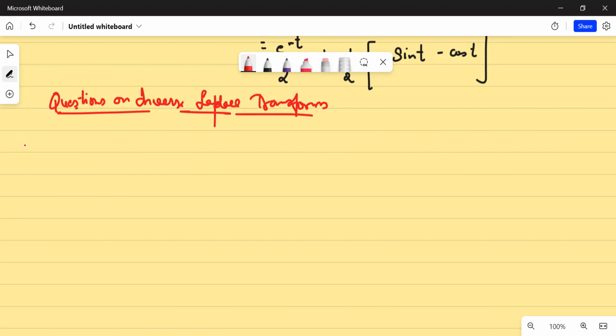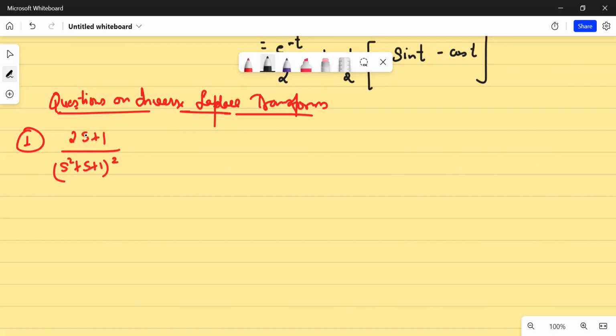Okay, so let us try to do some more questions on inverse Laplace transform. Try to find the inverse Laplace transform of, let us say, (2s plus 1) divided by (s square plus s plus 1) whole square. So if you remember, s square's derivative is 2s and s's derivative is 1.